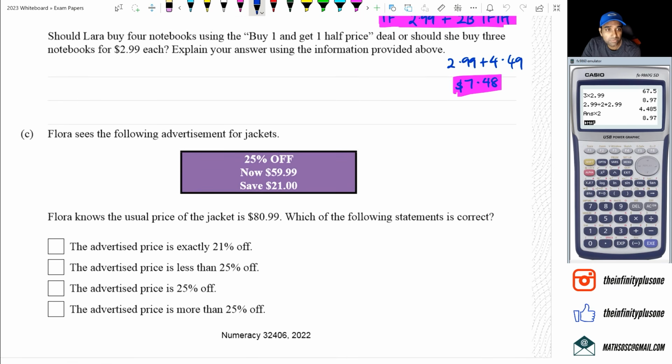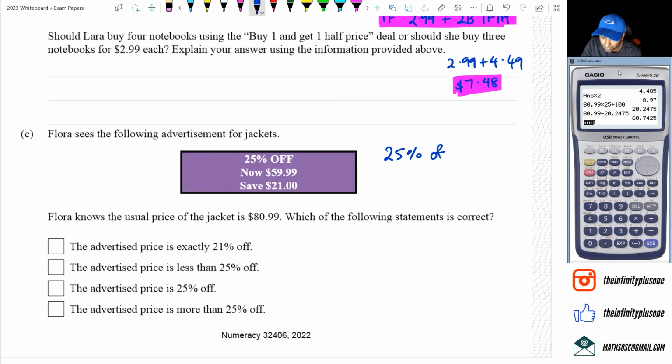All right, so next question here. Flora sees the advertisement for jackets, 25% off. Original price is $80.99. So because it's $80.99, I'm actually going to work out 25% off this. So I'm going to go 25 divided by 100. Right, that's about $20.24. So if I go $80.99 minus 20.24, that gives me about $60.74.